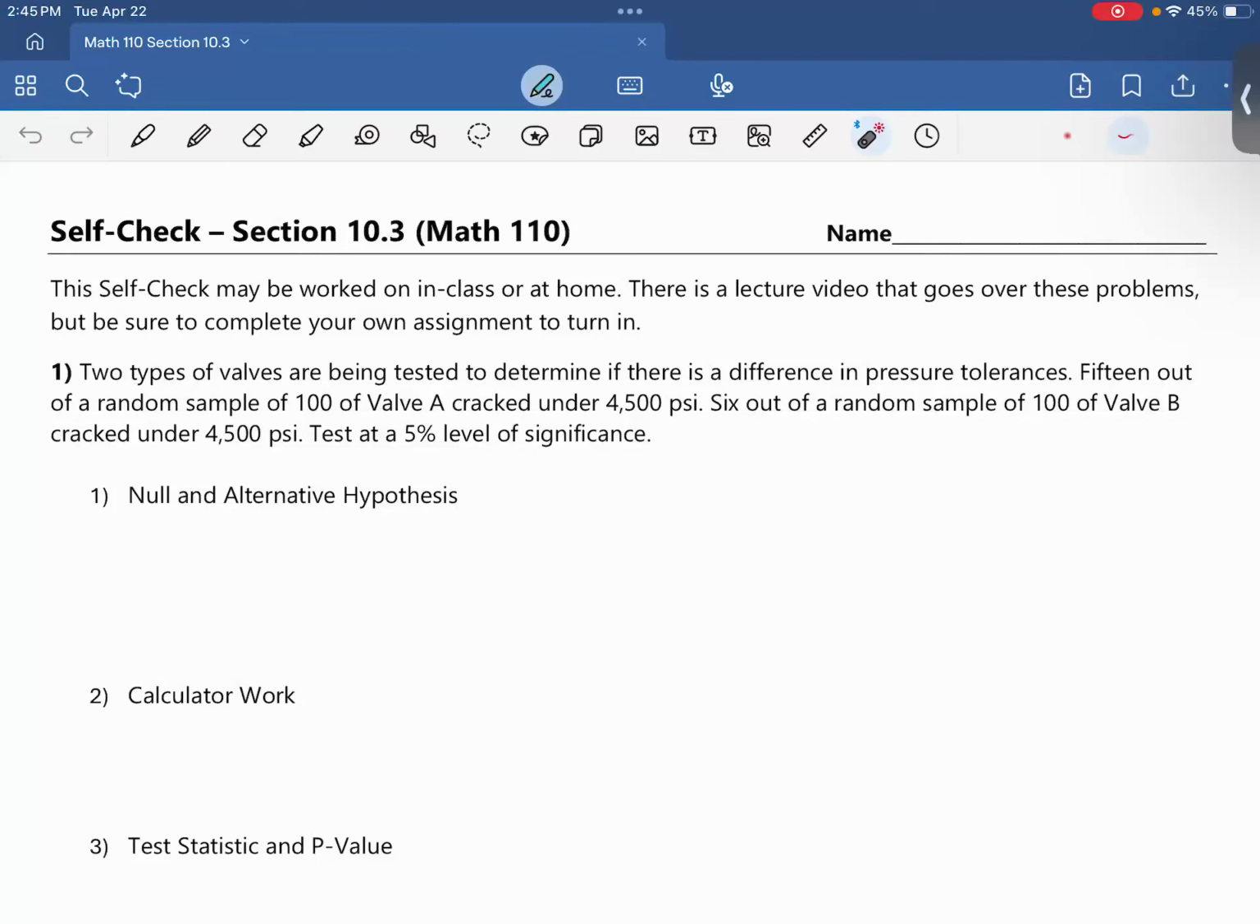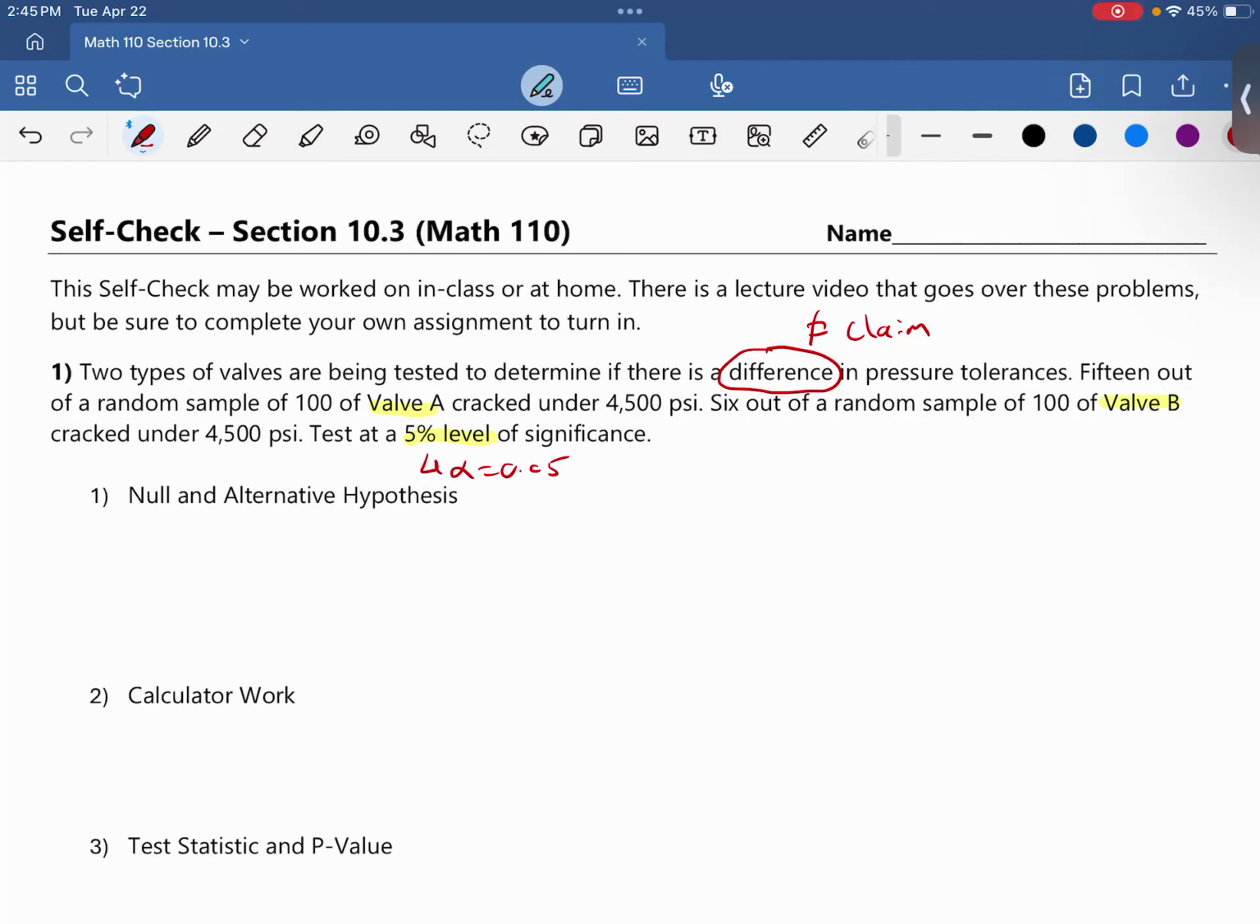So let's go ahead and pick apart some ideas from this question. We have two types of valves. One thing that I see here that we commonly see is, is there a difference? That means not equal to for the populations that we're comparing, and that's our claim. So we have two populations we're looking at, valve A and valve B. And we have a 5% significance level, so that just means alpha is 0.05.